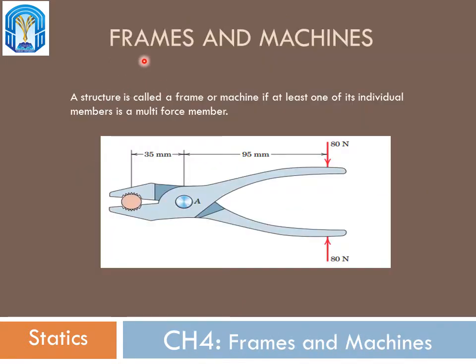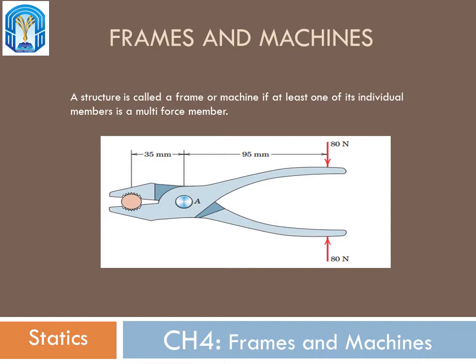And now we want to talk about part 2 of chapter 4, which is about frames and machines. A structure is called a frame or machine if at least one of its individual members is a multi-force member. Like here we have one member and two forces, multi-force, 18 Newton, and the opposite force.